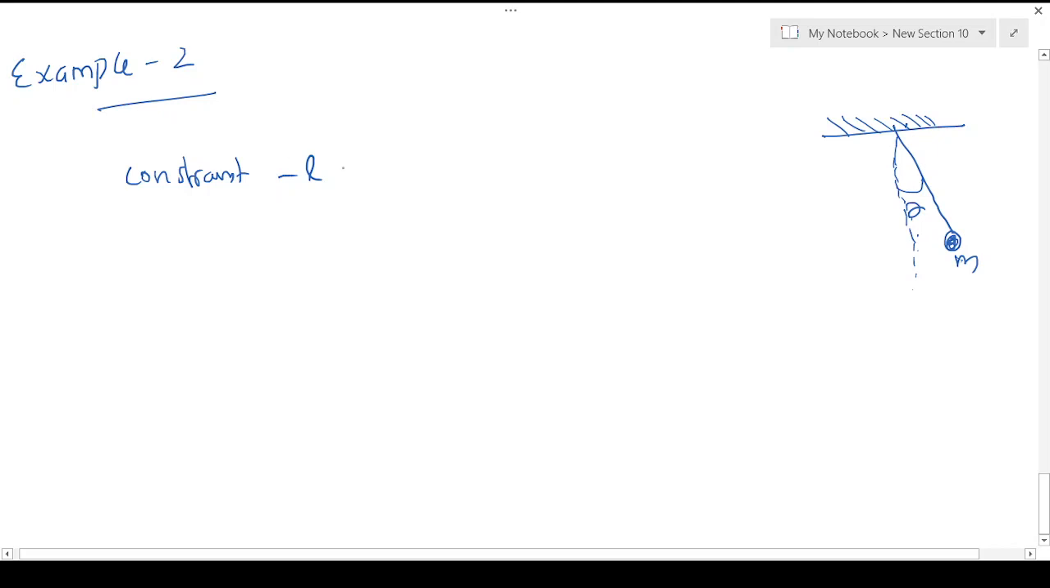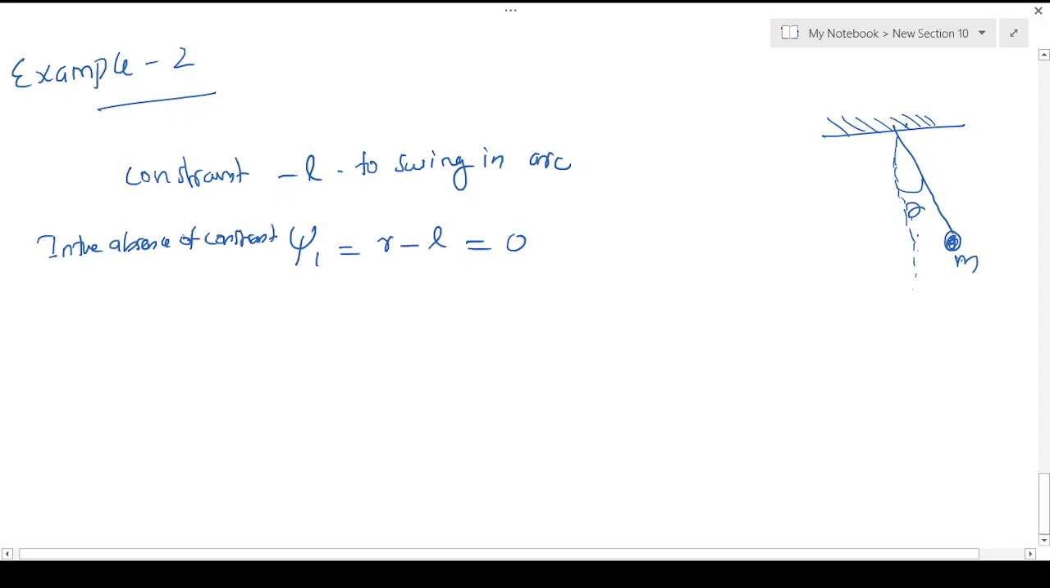So this constraint forces the pendulum to swing in an arc. So the constraint is psi 1 equal to r minus L, which is equal to 0. In the absence of the constraint, we can represent this one. There are two generalized coordinates in this representation also: r and theta.